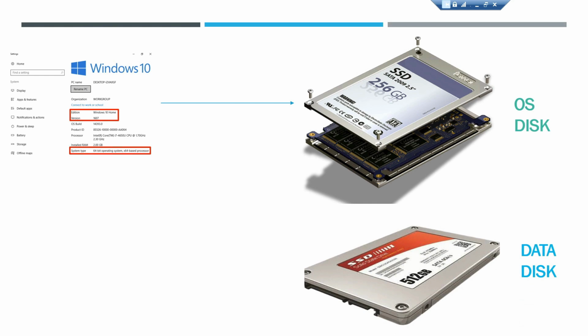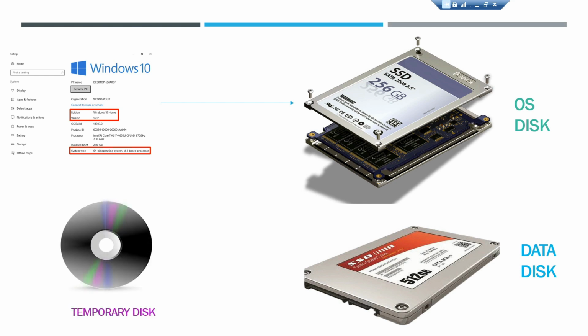Apart from these two disks, you have a temporary disk attached to your Azure VM when you first deploy it. This temporary disk has a very small amount of storage that depends upon what kind of Azure VM you have created, like what kind of OS disk you have opted for. Based on that, you will get a size of your temporary disk.